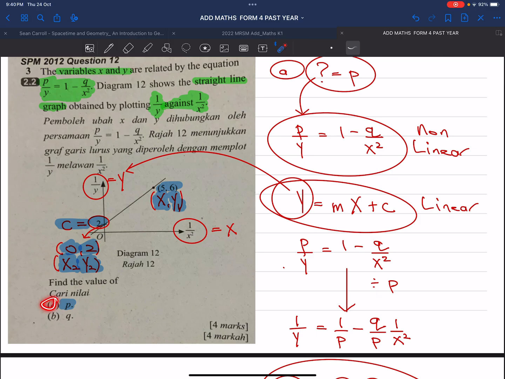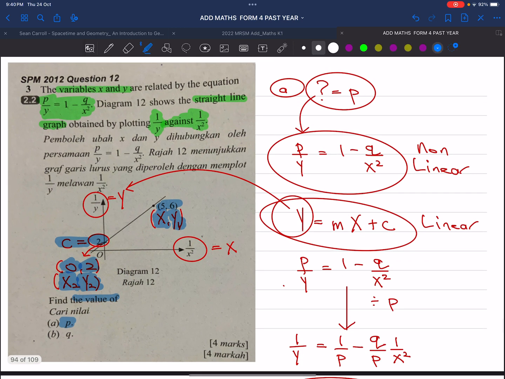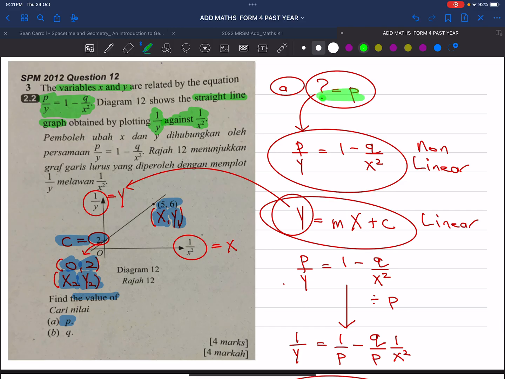Part A. Find the value of P. As usual, I'm going to start from what they ask. Part A, find P. I use the information involving P, which is the equation p over y equals 1 minus q over x squared.